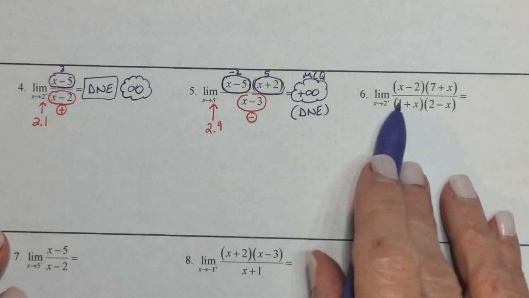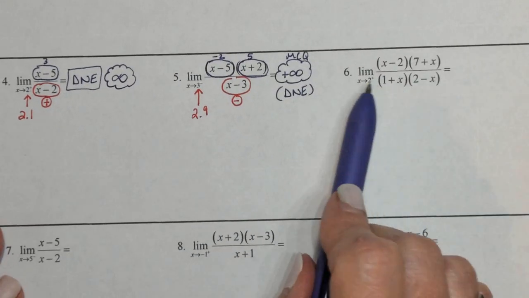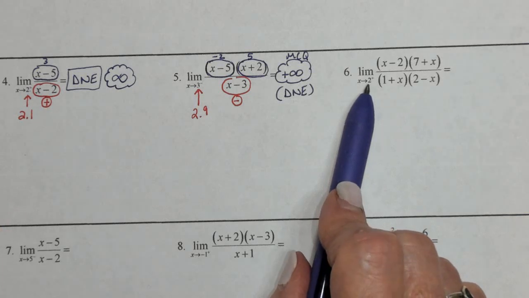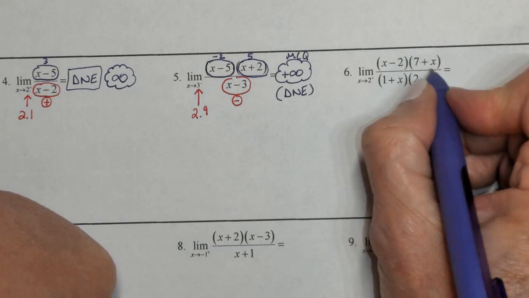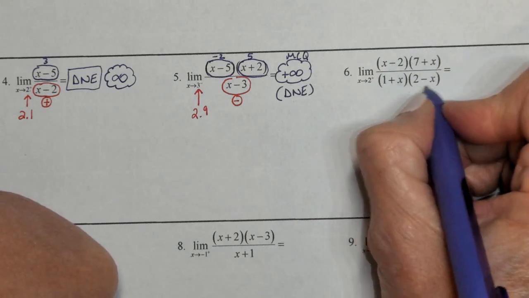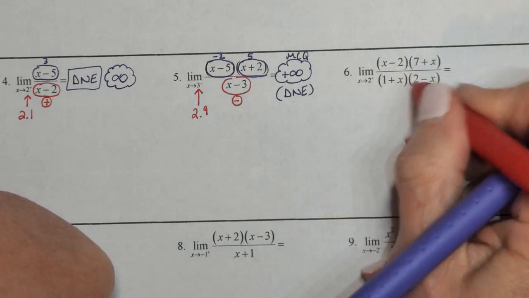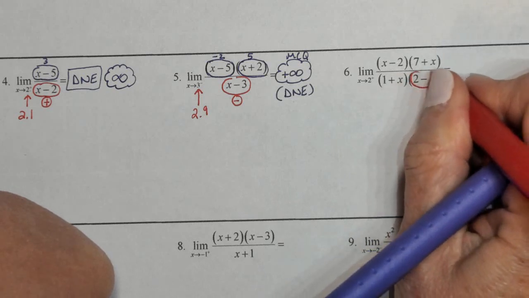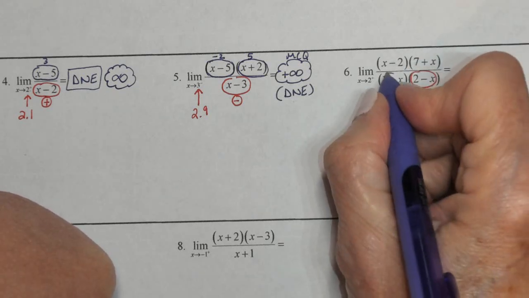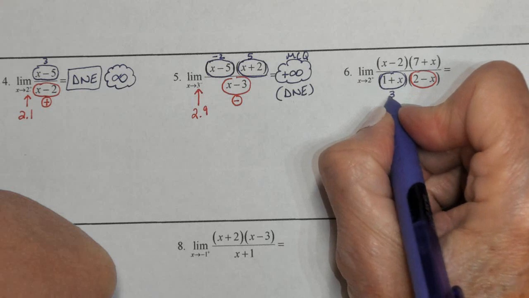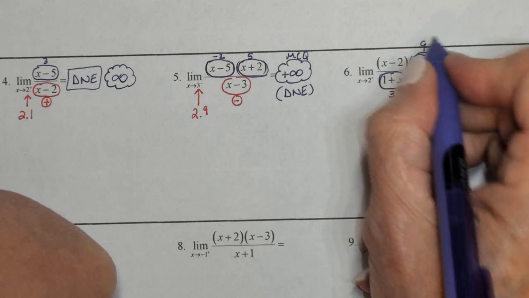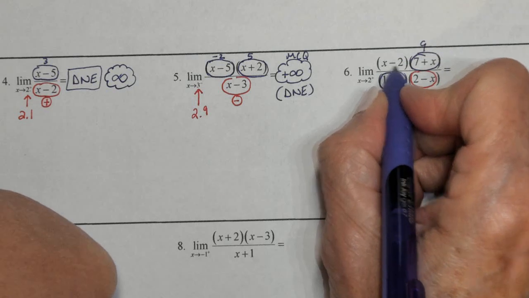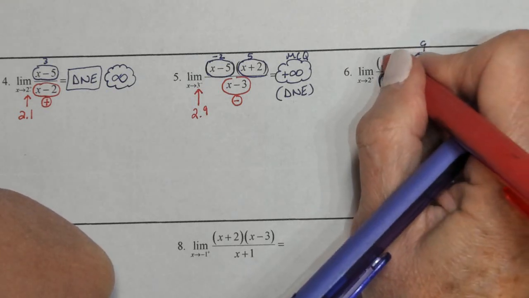Okay, let's plug in 2. If I plug in 2 for x, I immediately see I'm going to have a 0 on the bottom here. I'm going to have a 0 there, but here I don't have 0. Here I just have a 3. Here I don't have 0. Here I just have a 9. But here I have another 0.